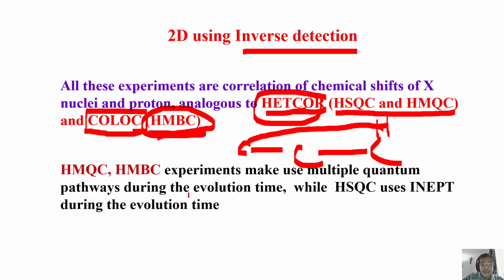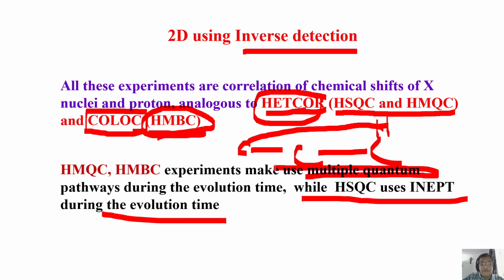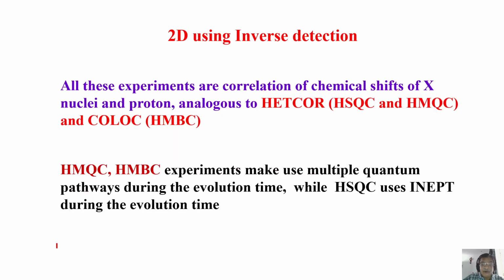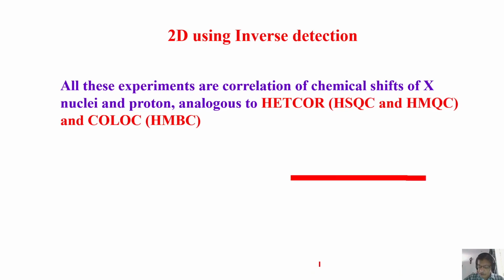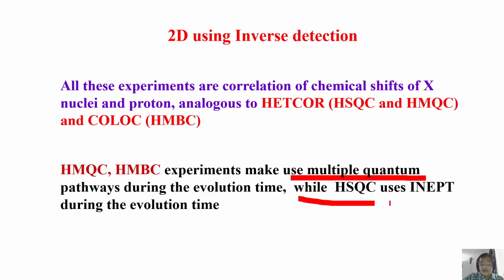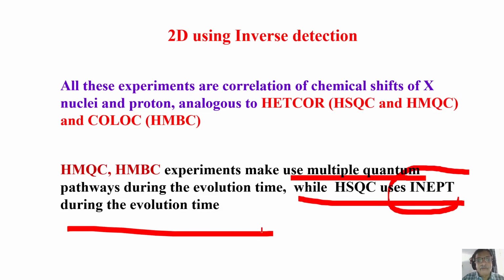As I said, HSQC uses INEPT during the evolution time, and the HMQC experiment makes use of a multiple quantum pathway. It is very difficult to understand a multiple quantum pathway from an energy level diagram. It is a little bit difficult to do, but not impossible. So this is what I wanted to tell you. HSQC is routinely followed. It uses INEPT polarization transfer during evolution time. Please remember, inverse detection is what you have to do.